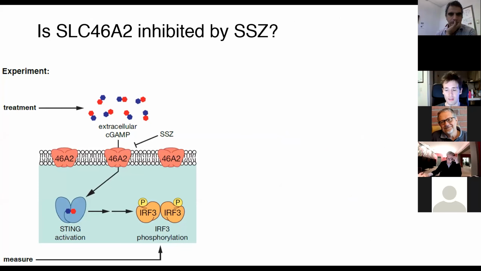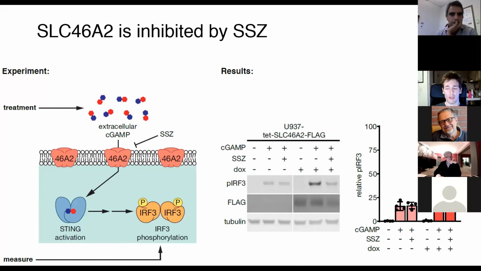Now, to bring it back to CD14 monocytes and try to get at the question of whether or not it is the dominant import mechanism in these cells, I wanted to see if 46A2 was indeed inhibited by sulfasalazine. And here are the results for that. So again, U937 cells, when 19A1 is knocked out, are not inhibited by sulfasalazine. And when 46A2 is overexpressed, there's normally a very large increase in signal that is reduced back to baseline when sulfasalazine is present, indicating that sulfasalazine inhibits 46A2.